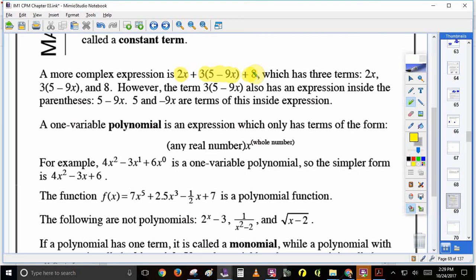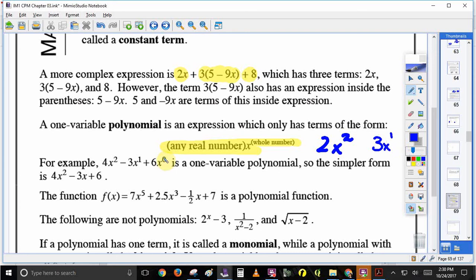Alright, a one-variable polynomial is an expression which only has terms in the form of any real number times x raised to a whole number, just to say a positive whole number. So something like 2x squared or 3x to the first. Alright, so for example, 4x squared minus 3x to the first plus 6x to the 0 is a one-variable polynomial, so the simpler form is 4x squared minus 3x plus 6.